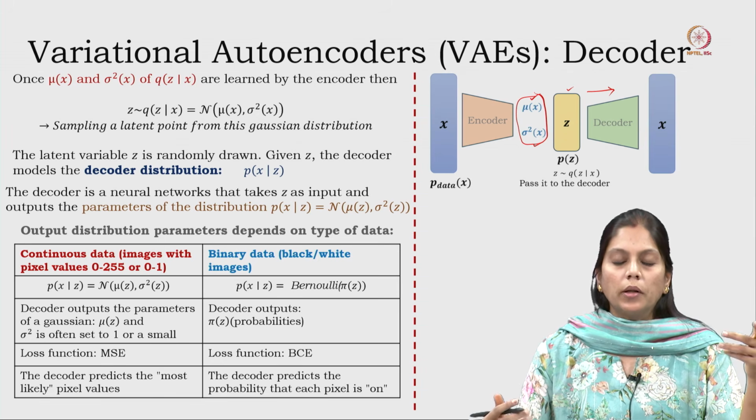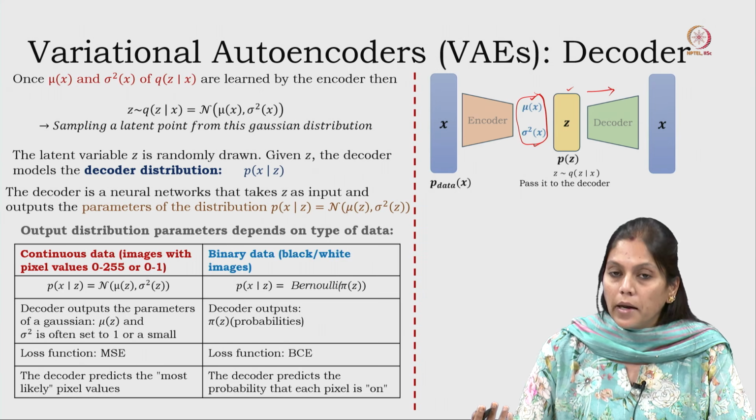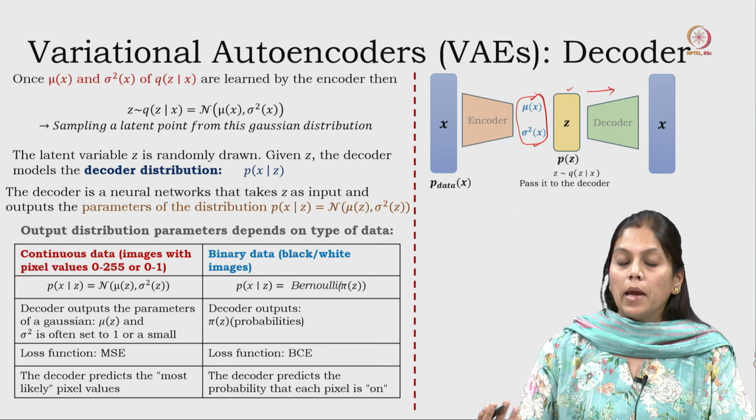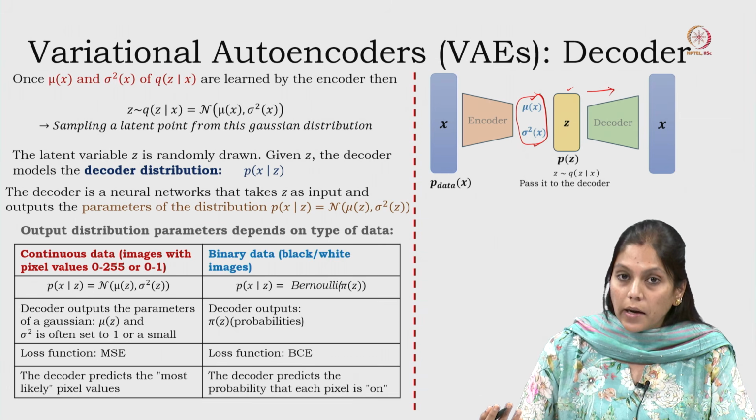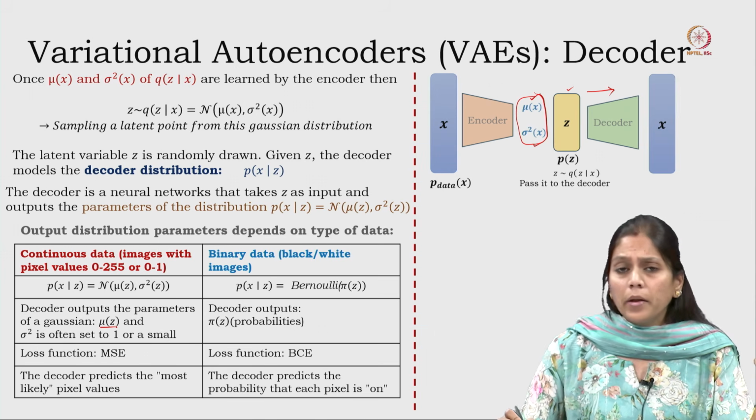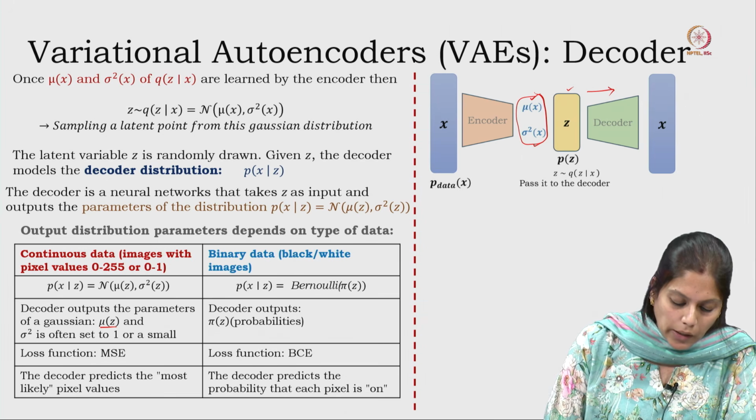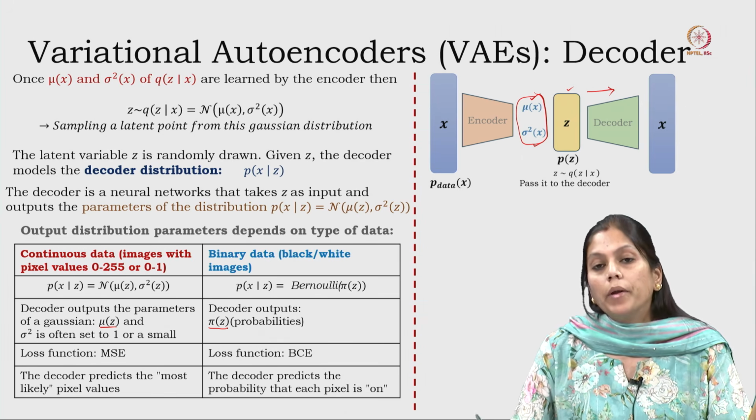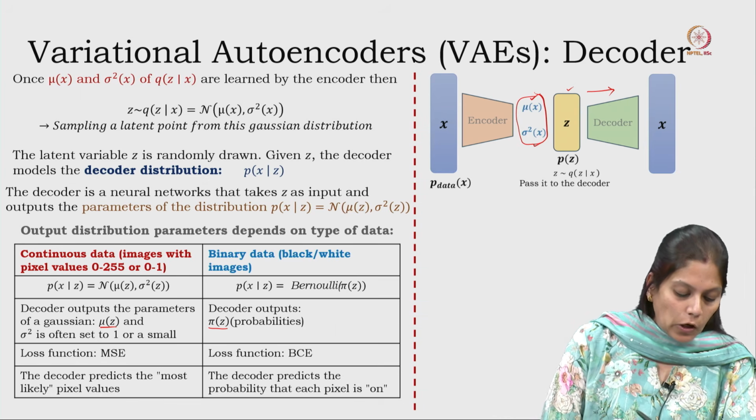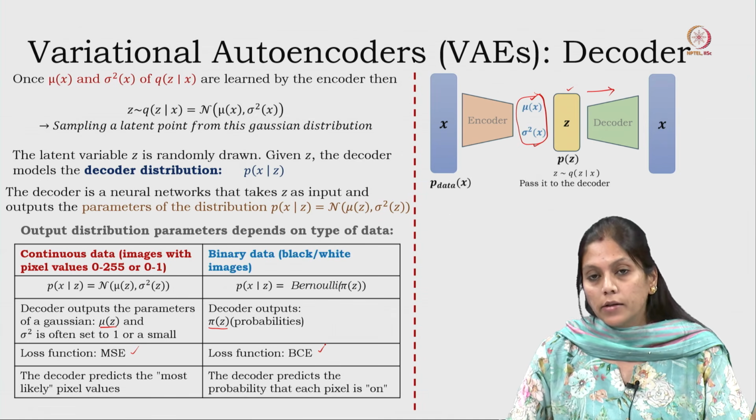Now, what are the possibilities that the decoder can reconstruct? Either it can give us continuous data or it can give us binary data. If the decoder's aim is to reconstruct continuous data, then the decoder is going to output the mean value. If the aim is to reconstruct binary data, then the decoder is going to give us this output. Then what is the loss function that we will be using? For continuous data, the loss function is MSE. For binary data, the loss function is binary cross entropy.